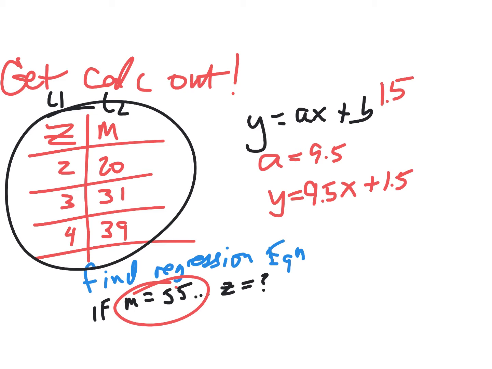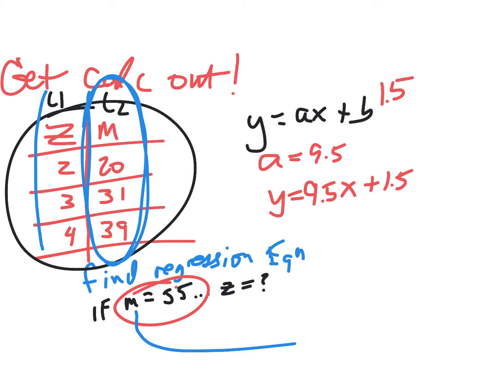But I have an X and a Y. I don't have an M. That makes you think. You go, okay, M was this one, which is the L2s. So it's like I gave you a Y value, because M is like the L2, that's like the Y. So then the 55 went here.